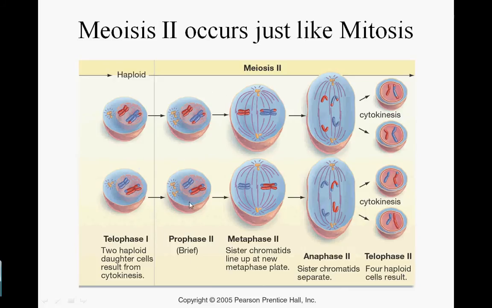So you have prophase 2, of course, and metaphase 2. No crossing over occurs in prophase 2. No independent assortment occurs in metaphase 2.